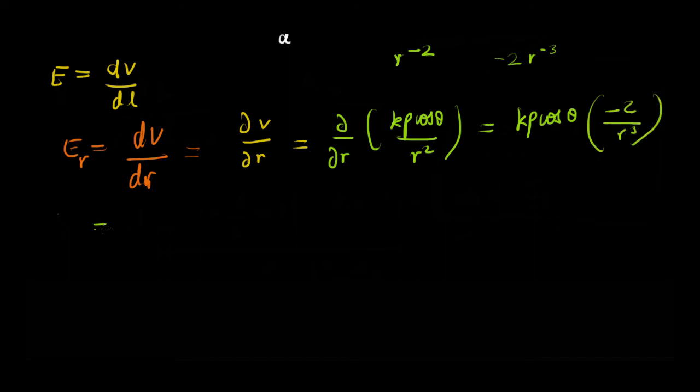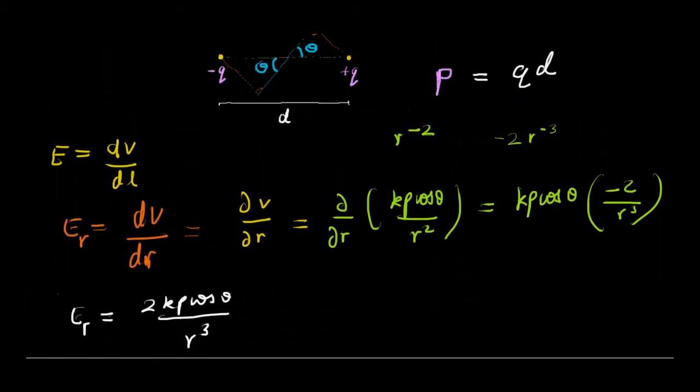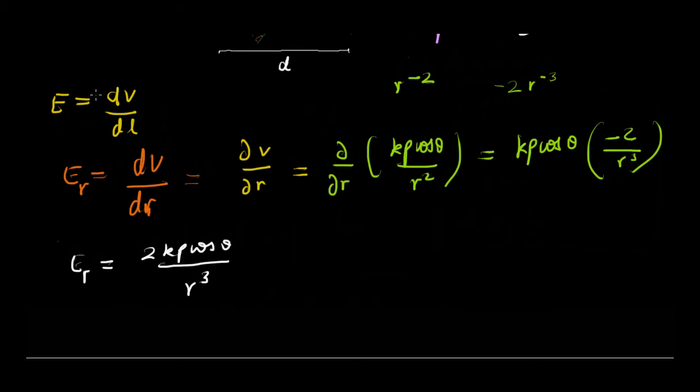Let me change the color here. Let's use white. E_r is simply 2 kp cos theta over r cube, and there's of course a negative sign, but that's my mistake because I forgot the main part here. There's a negative here. I'm really sorry about this. I just forgot that.